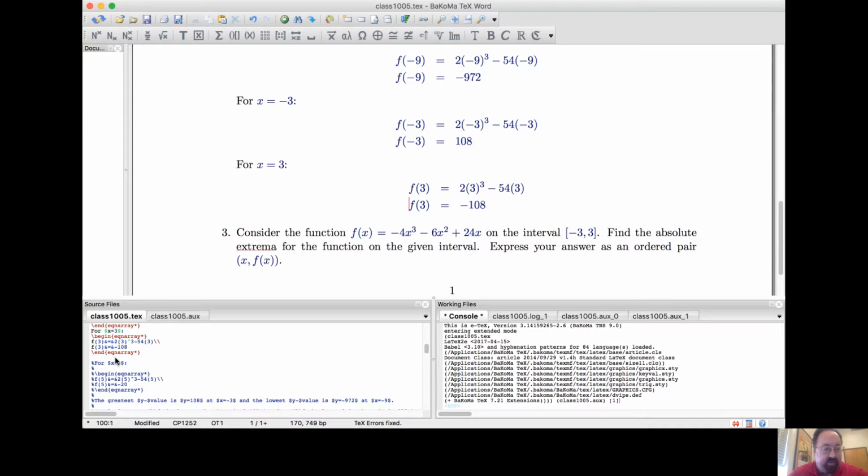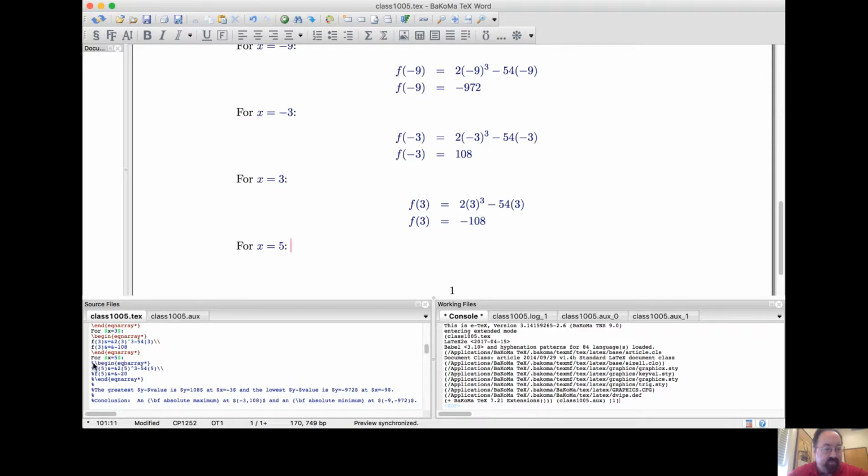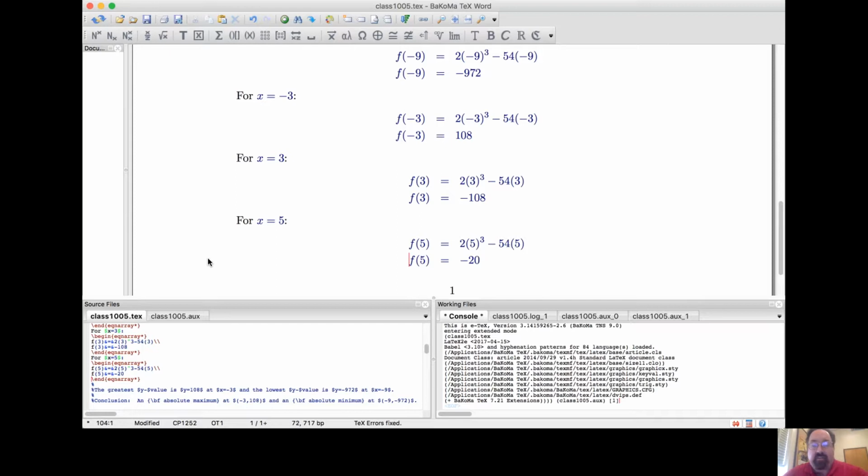And then finally, one more point, x equals 5. That's the right endpoint of the interval. And what we get is -20. So as x goes from 3 to 5, it's way down here at -108. It is increasing all the way up to -20. But this value at x equals -3 is still larger.